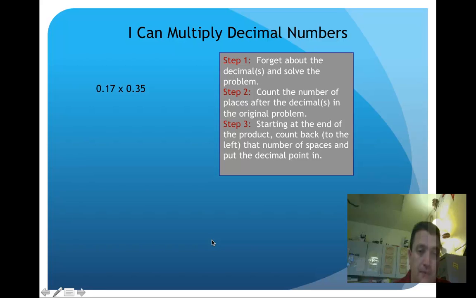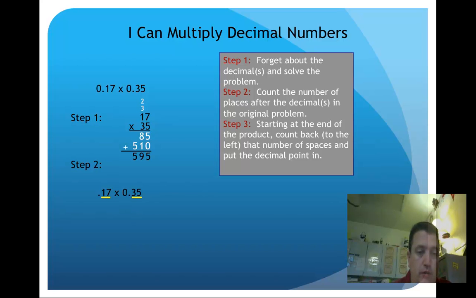All right, so let's look at the next one. Again, we're just going to forget all about the decimals and just multiply. So I do 5 times 7 is 35. I carry my 3. 5 times 1 is 5 plus 3 is 8. Put down a 0 because now I'm multiplying by the tens place. 3 times 7 is 21. Carry the 2. 3 times 1 is 3 and 2 is 5. And when I add that up, I get 5, 9, and 5. So 595. Step 2, I'm going to count those decimal places in the original problem.